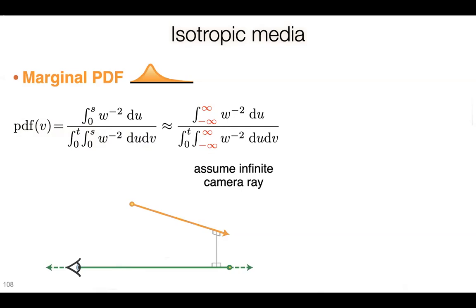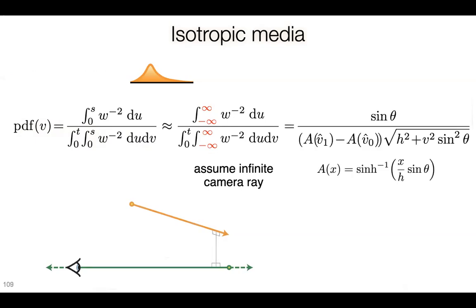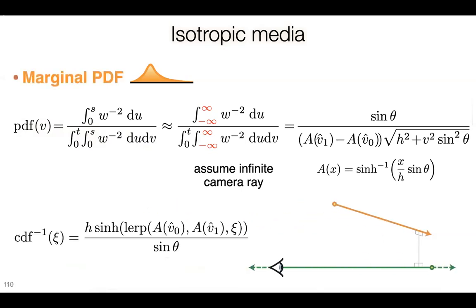Just by making this assumption, they managed to compute this PDF in an analytical form, which looks quite heavy, but it's still easy to solve, and you can perform importance sampling using this PDF. And given this PDF, they use the inverse CDF operation to generate the corresponding samples.